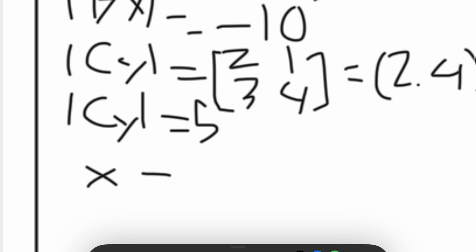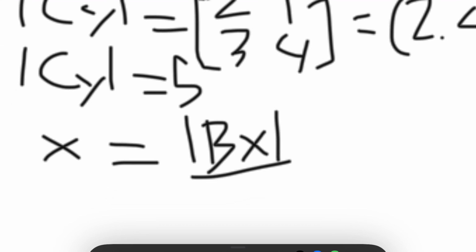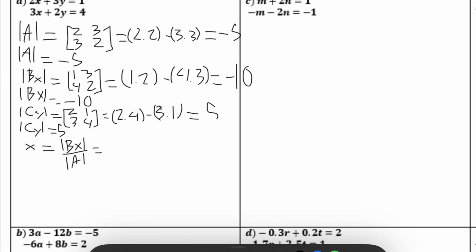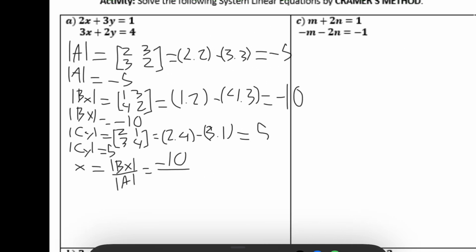We just need to divide their determinants by the main determinant. So we just substitute the values. The determinant for x is minus 10. The main determinant is minus 5.